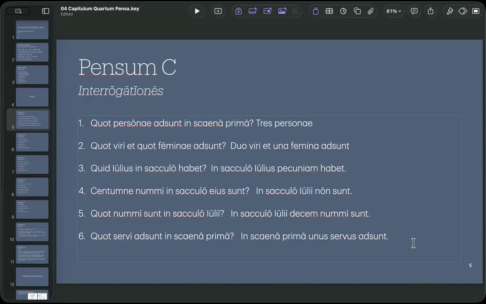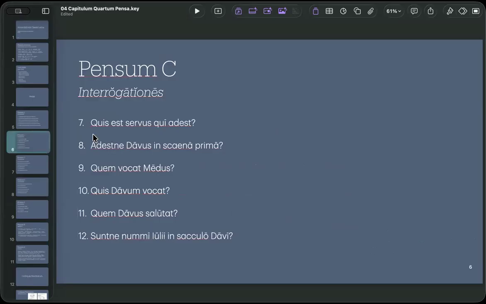Whoops. How about an adest? Good catch, Jesse. Adest. There we go. Well, actually, yeah, no, just one. Yeah, adest. Quis est servus qui adest? Medus adest. Yeah, I'd just say Medus and leave it at that, but we'll put in the adest.